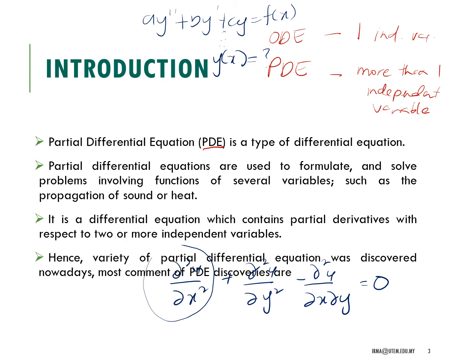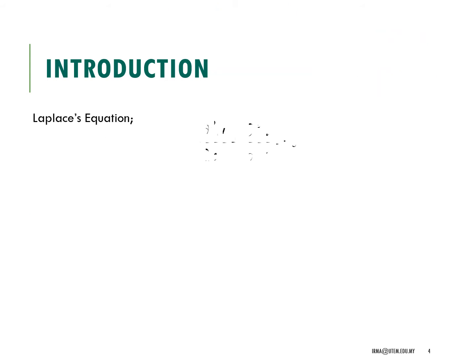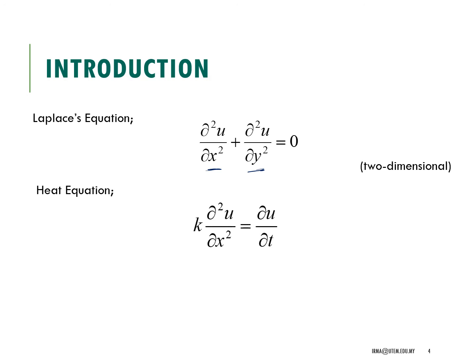There are a few examples of PDE. First is the Laplace equation: del squared u over del x squared plus del squared u over del y squared equal to 0. This is considered two-dimensional because we have x and y space. Then we have the heat equation, where the independent variables are x and t, but this equation is considered one-dimensional.